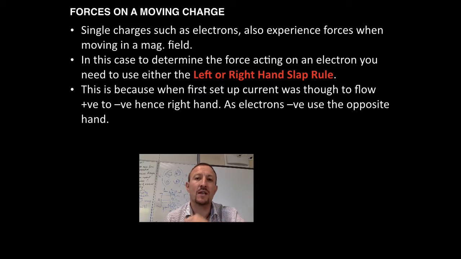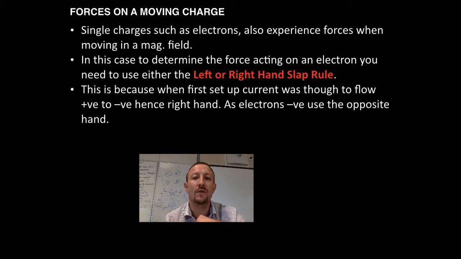Now in this case we know that we've got two different types of charges. We've got positive and negative charges. Now as you're probably aware at this level, initially they thought that the charges of electrons were going to be positive. It wasn't until Millikan's experiment that it was determined that it was actually negative. As a result we're going to have to use two different types of slap rules which are going to apply to two different types of charges.